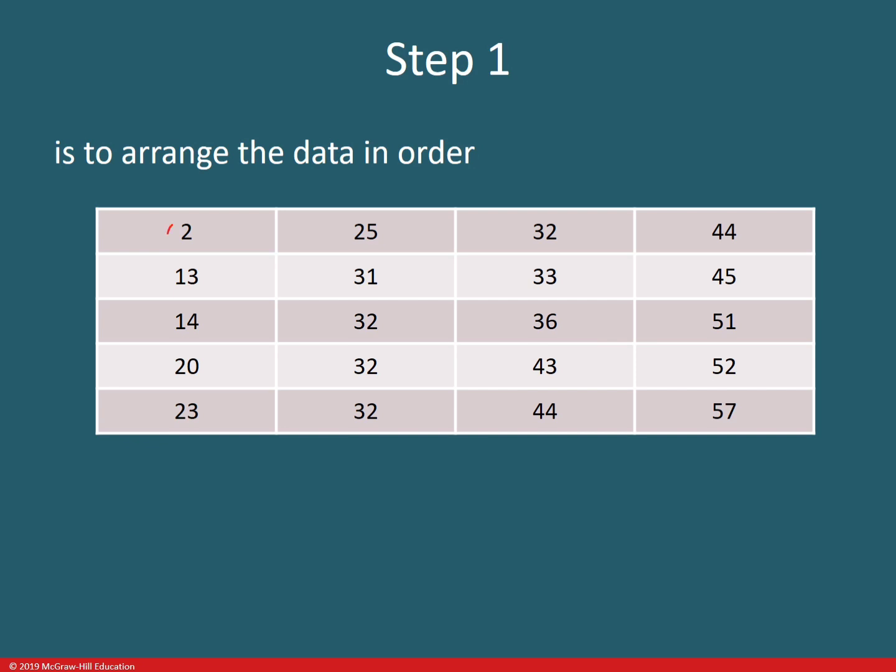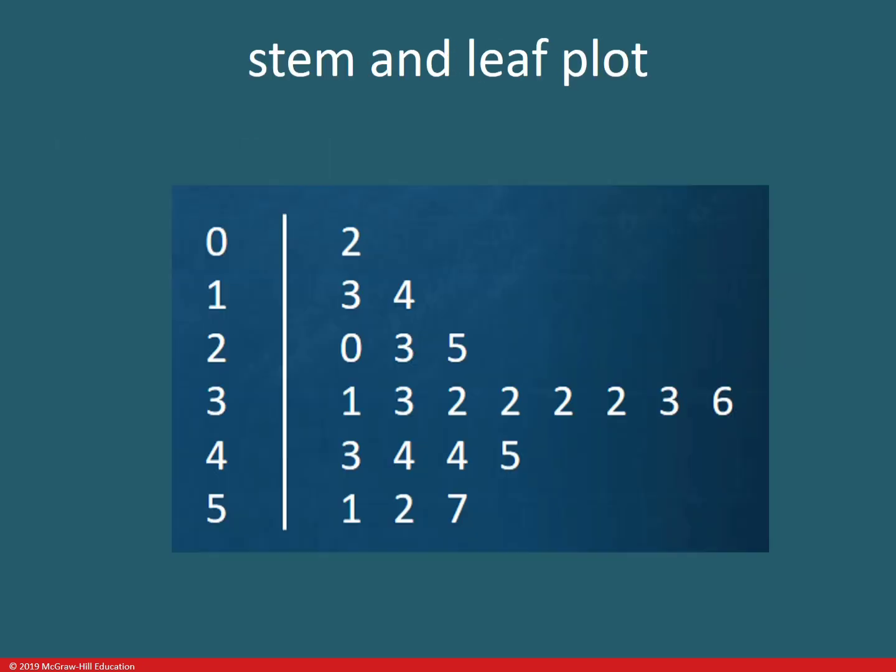So the way this is done is we take the first number of each one. For the 2, it's just going to be 0, 2. The first number is my stem. This is my stem here, and here are my leaves. So 0, 2, that's only one. I have 1, 13, and a 14. I have a 20, a 23, and a 25.